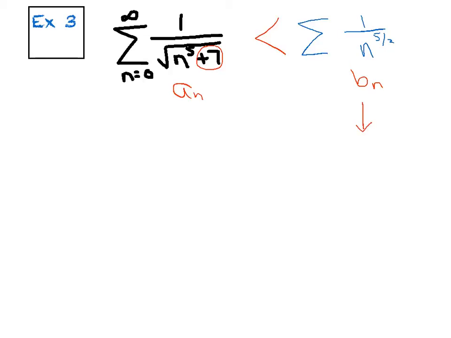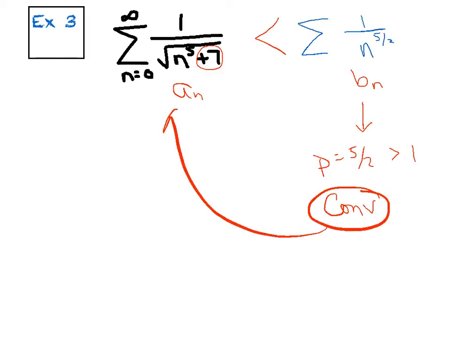I'm going to say that this bigger one is a p-series. The p-value is 5 halves. Because that's greater than 1, we could then definitely say that this rascal converges according to the p-series. And if the bigger one converges, then the smaller series is guaranteed to converge according to, yes, the direct comparison test.